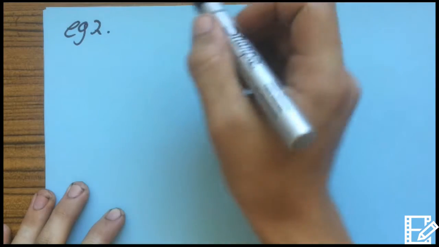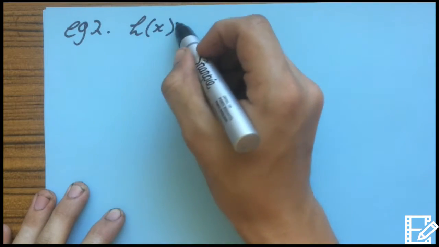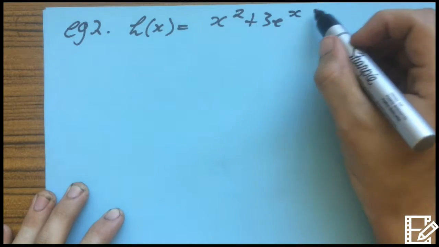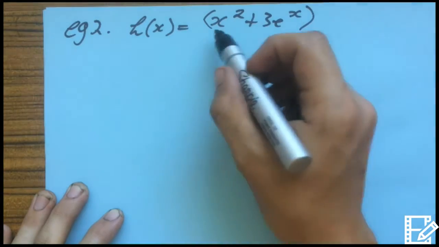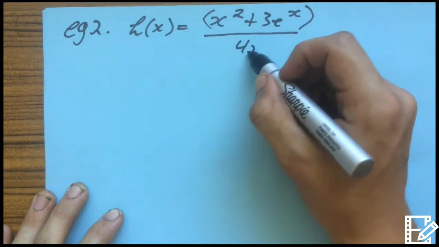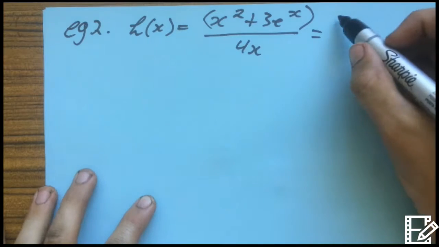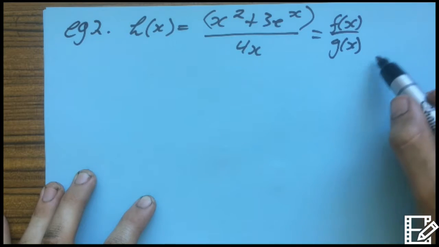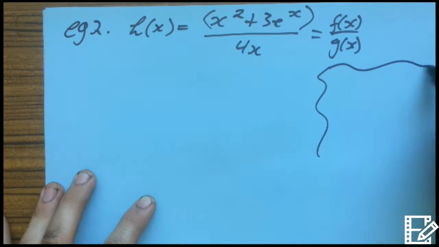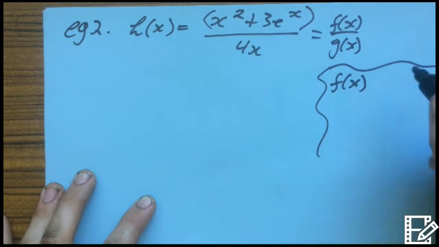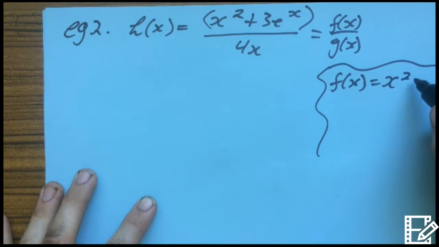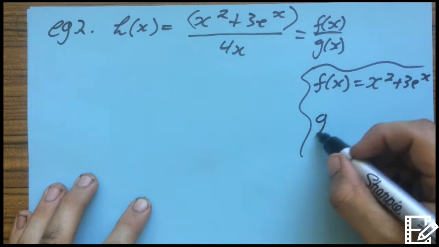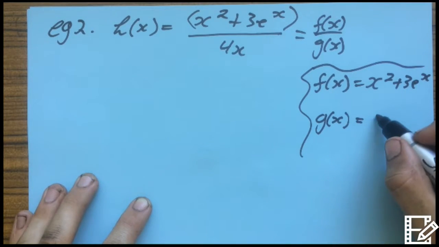So example 2, h(x) equals (x squared plus 3e to the power of x) all over 4x. As again, we have a function over another function. If we were to label them, f(x) would be x squared plus 3e to the power of x, and g(x) would just be 4x.